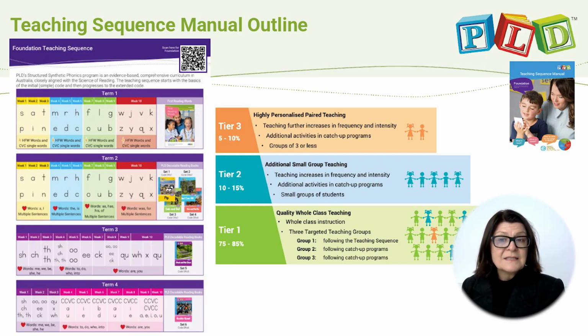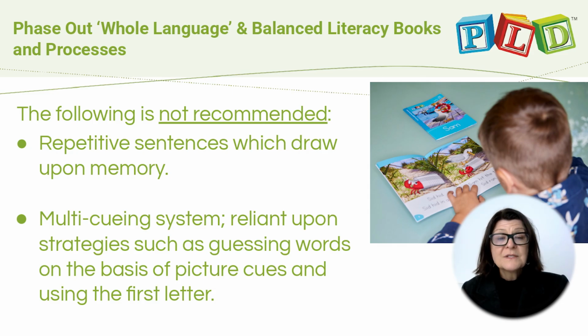Your Tier 3 students are starting to lag and deviate from where the class is at, and may still be at a Term 1 level. It's important that we phase out whole language and balanced literacy reading books in favour of decodable reading books. The multi-cueing system, the repetitive sentences, these are not evidence-based and definitely are not aligned with structured synthetic phonics.